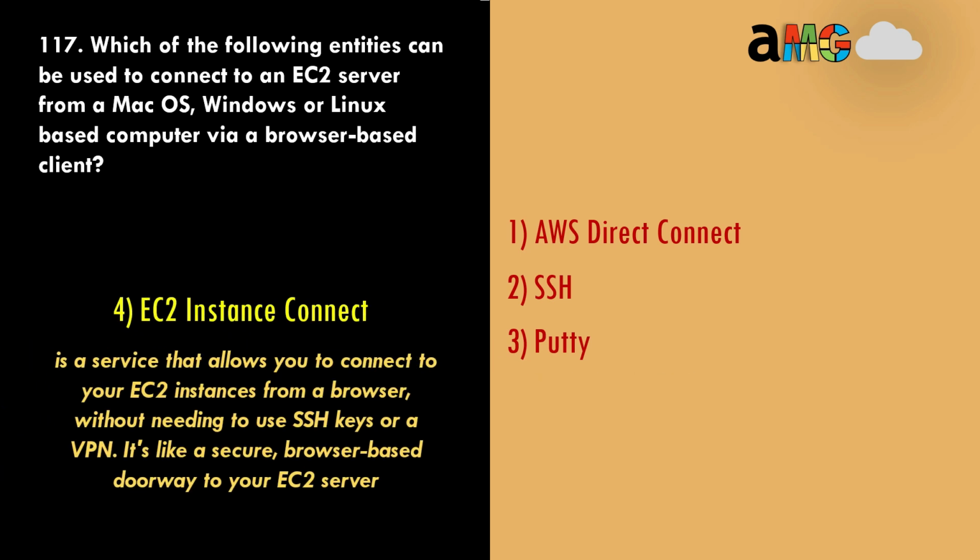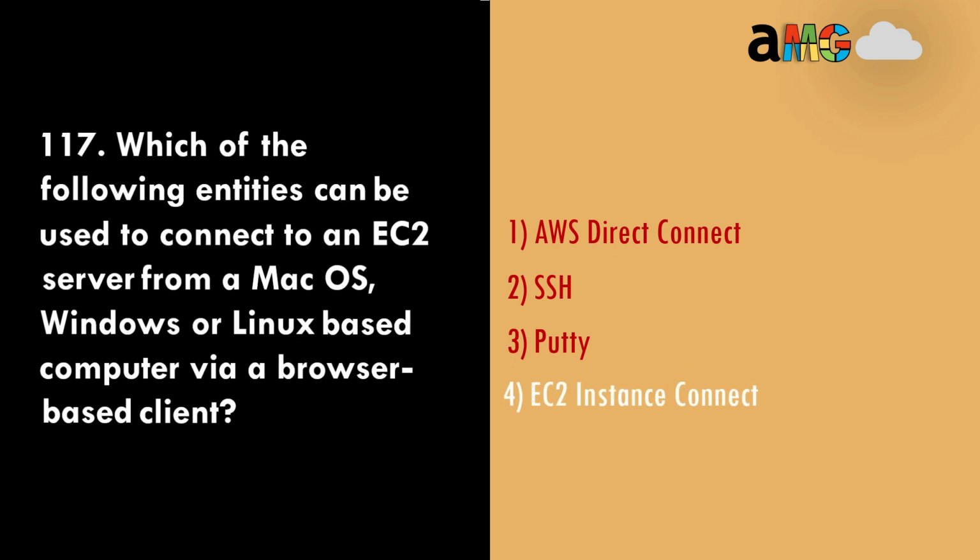Option 4, EC2 Instance Connect, is a service that allows you to connect to your EC2 instances from a browser without needing to use SSH keys or a VPN. It's like a secure browser based doorway to your EC2 server, right? So this is the correct answer.